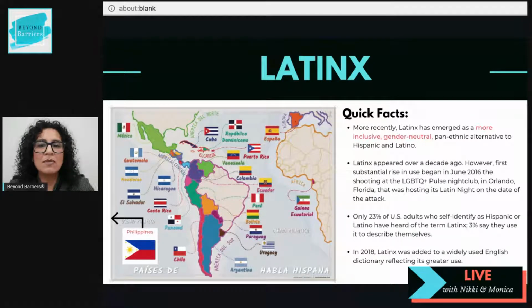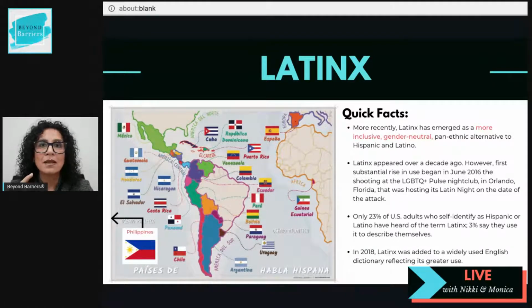And it's emerged as a more inclusive, gender-neutral, pan-ethnic alternative to Hispanic and Latino. And it appeared over a decade ago, but it really got a substantial rise in its use after June 2016, when the shooting at the Pulse nightclub, the LGBTQ dance club in Orlando, Florida, where it was hosting its Latin night, was the date of the attack. And we started seeing a lot of individuals who were identifying as the Latinx community, who were part of our LGBTQ familia, but we're also Latino.